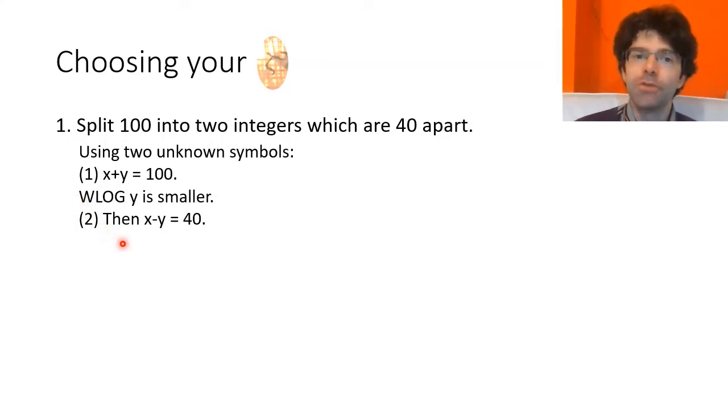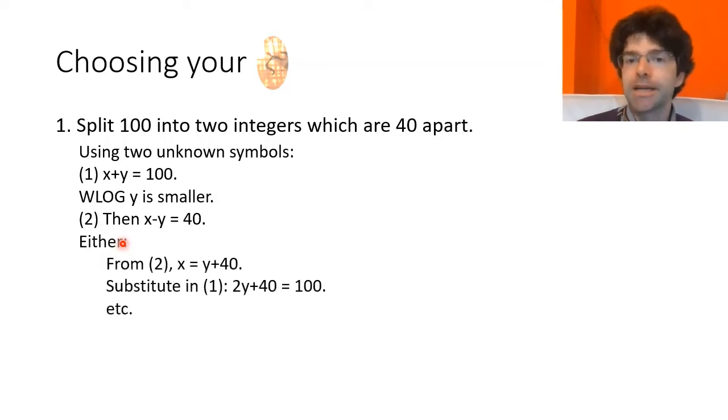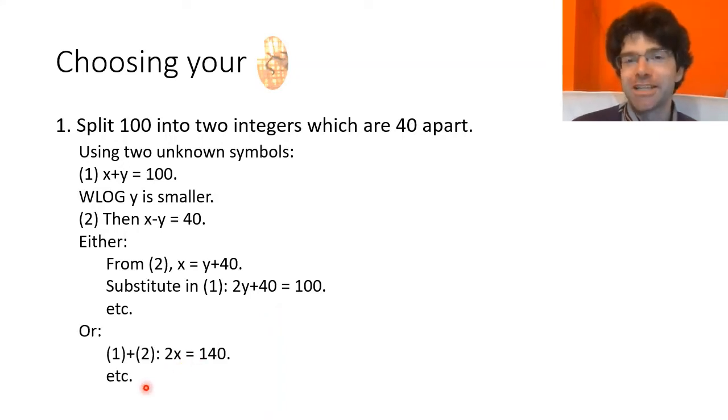Either you use one of the equations to make a substitution in the other one, so you might say, well, if x is y plus 40, we substitute that into equation 1 and we get 2y plus 40 is 100, and so on and so forth. Or you can simply average the 2 equations and get x equals 70 directly. Well, either way, Diophantus couldn't do this because he only had this one symbol to use.